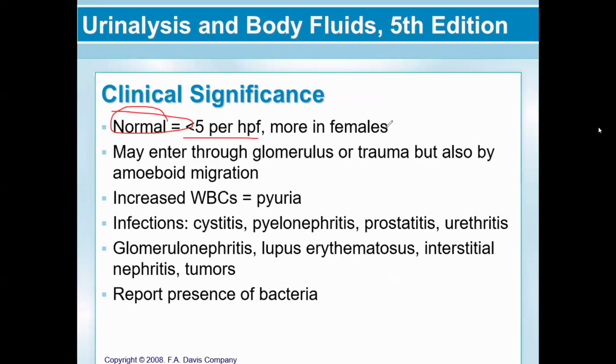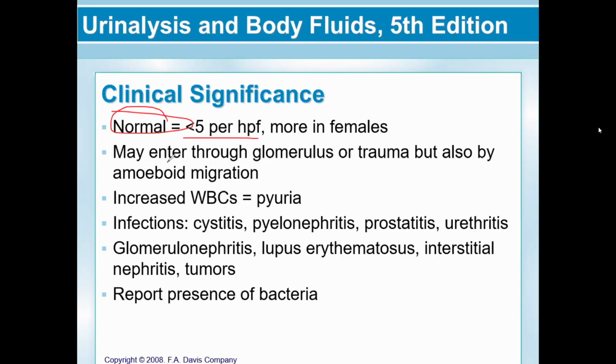So, your WBCs may enter through the glomerulus or trauma. For example, in glomerular bleeding, together with your red blood cells, you may also see white blood cells. Usually their appearance is round. But in patients with infection, for example cystitis or pyelonephritis, sometimes they look amoeboid.